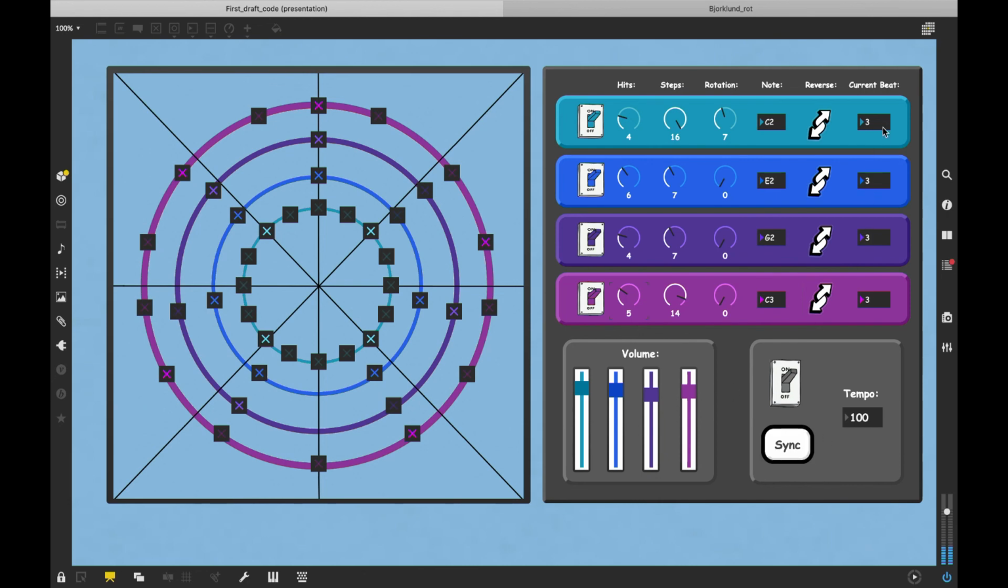There's also a sync button, which will start all of these at the same current beat. So even though the tempo is the same for all of them, they all have different numbers of beats, so they end up getting off. So if you hit the sync button, they'll all begin on beat 1. All right, and that's it.